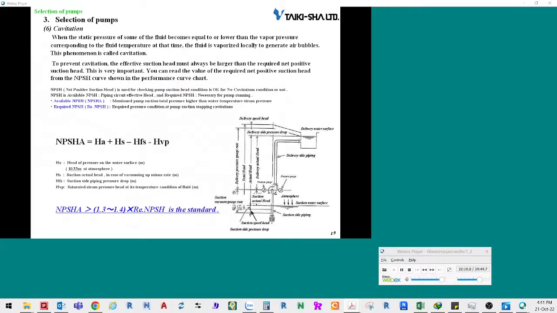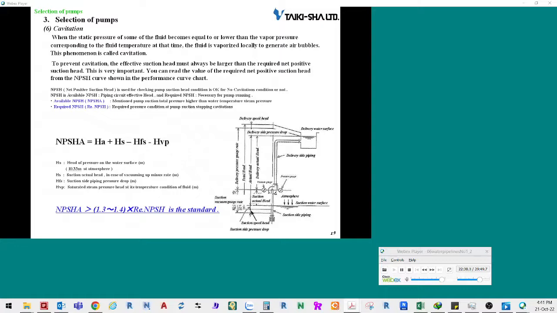Cavitation. When the static pressure of some of the fluid becomes equal to or lower than the vapor pressure corresponding to the fluid temperature at that time, the fluid is vaporized locally to generate air bubbles. This phenomenon is called cavitation. For centrifugal pumps, cavitation is likely to occur at the impeller inlet.